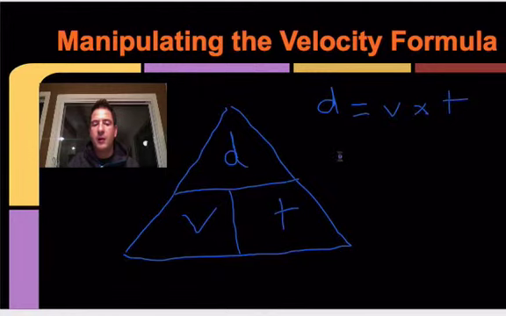But what if I wanted to solve for velocity? Let's go v, which is velocity, is equal to, well, if I look at this part of the equation, the d is in the numerator position and the t is in the denominator, so it's below. So what I'd be doing is dividing distance by time. So that's how I'm going to solve for velocity: velocity equals distance divided by time.